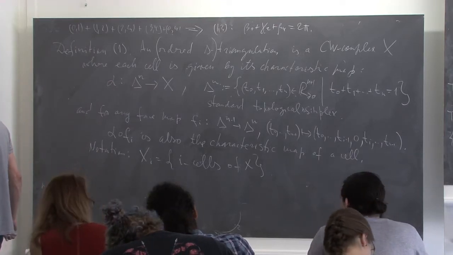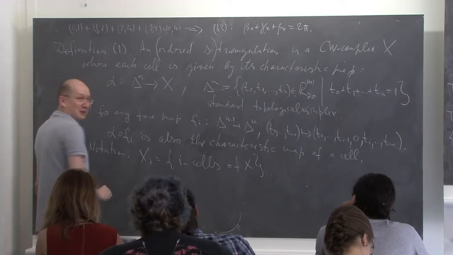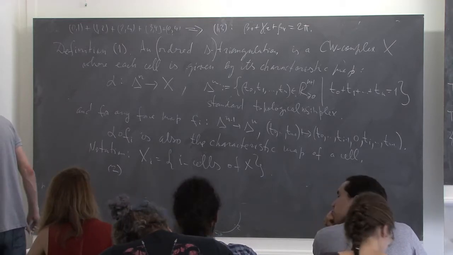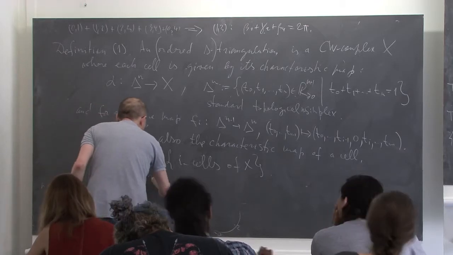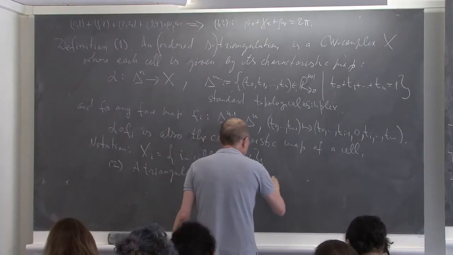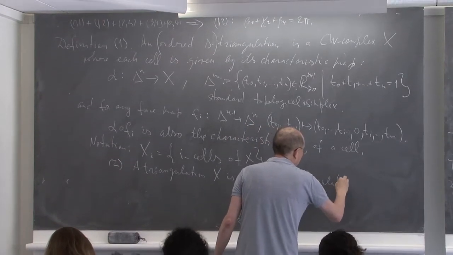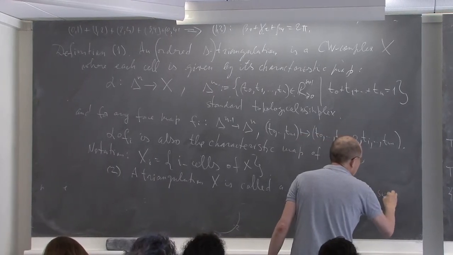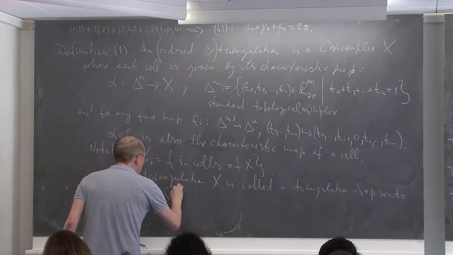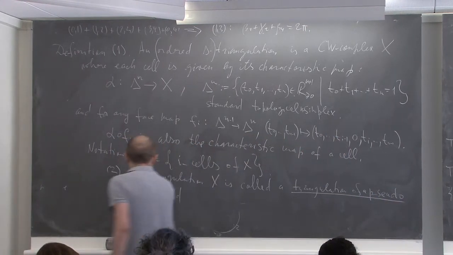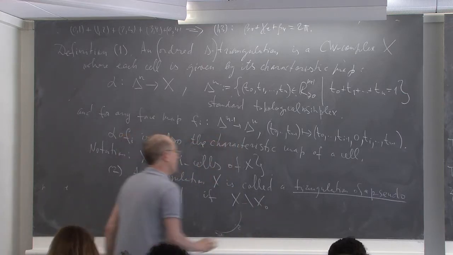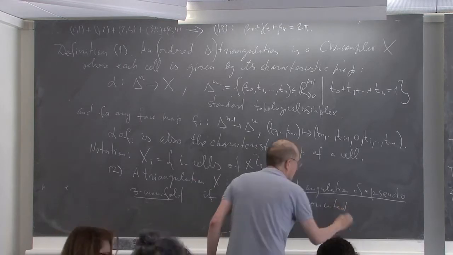You see it took 5 minutes and 5 more definitions, but don't multiply 5 by 5. It will not. It will take less, I hope. Okay, so a triangulation X is called a triangulation of a pseudo 3-manifold if X minus vertices is an oriented 3-manifold.